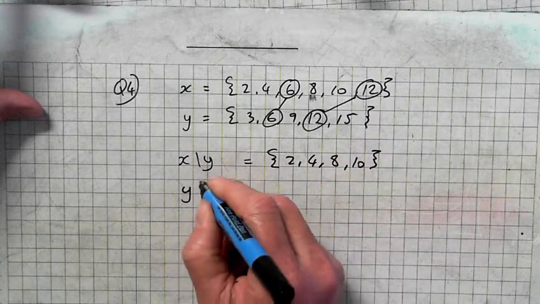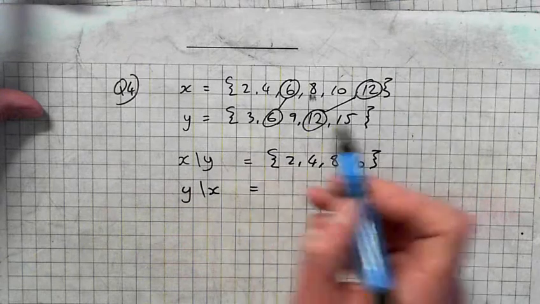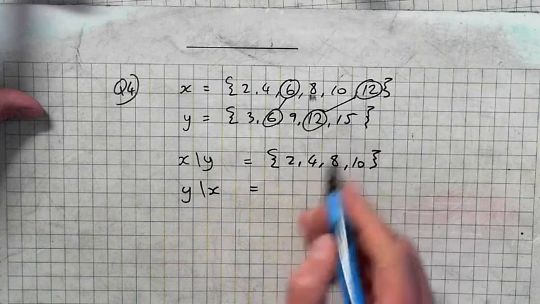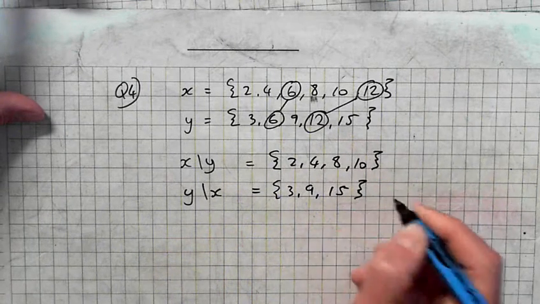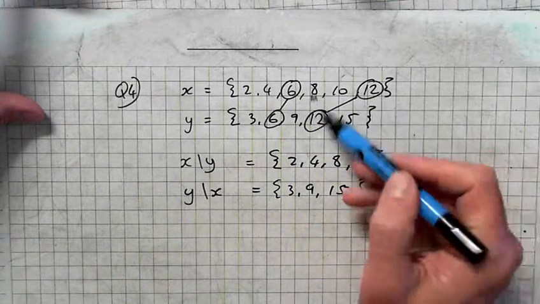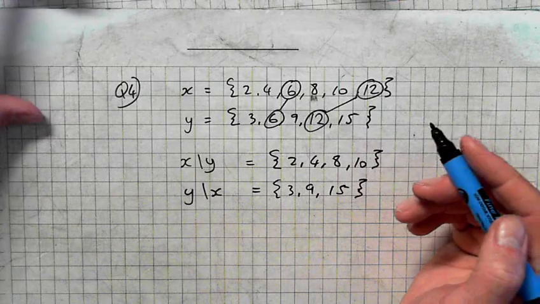The next one. Y, I want the elements of y, but I don't want any of x. 3, 9 and 15. Is that easy? Yeah. Always figure out what's in common, then you can answer the questions.